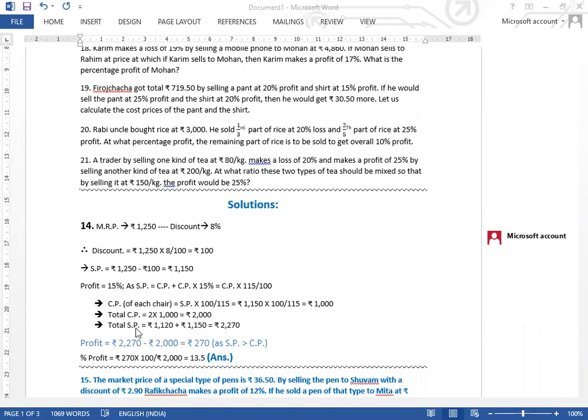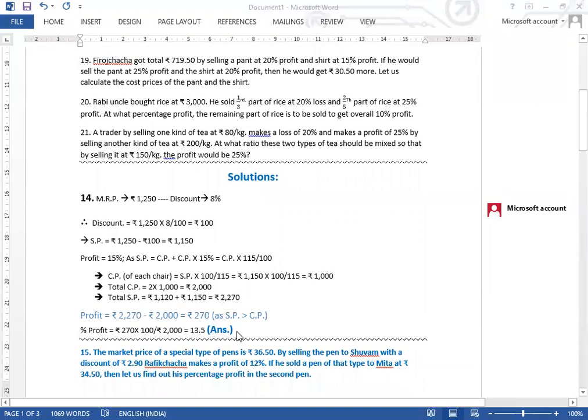Total selling price will be, for the first chair it is 1,150, and for the second chair it is 1,120. If you add it, it gives 2,270. So SP is more than CP. So profit is 270. And what is profit percent? Profit percent is profit by cost price into 100. Total cost price you should take. So 270 by 2000 into 100 gives 13.5%.